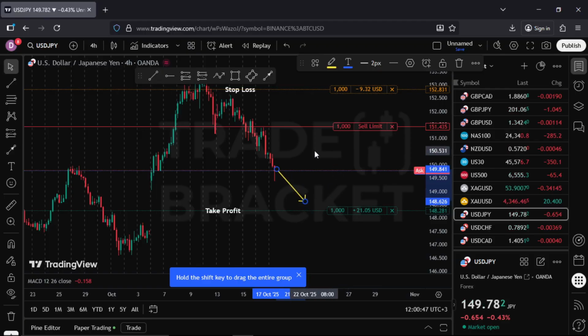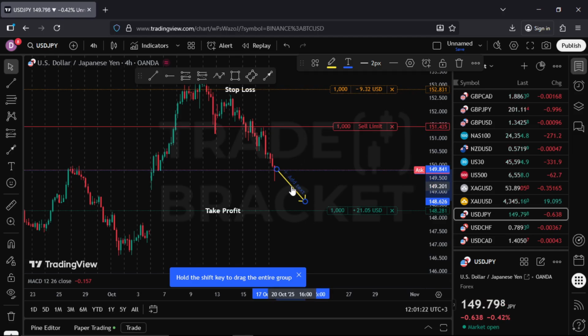So to put it simply, the sell limit will be the order above the current price. That's the difference. If the market is going up, you place your buy limit below, so the buy limit will be the order below current price, and the sell limit will be the order above current price. That's the easiest way you can understand it.